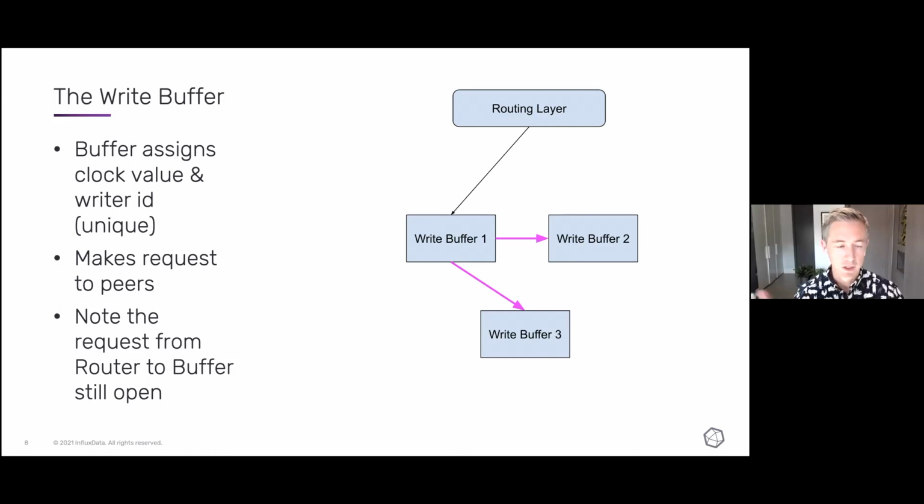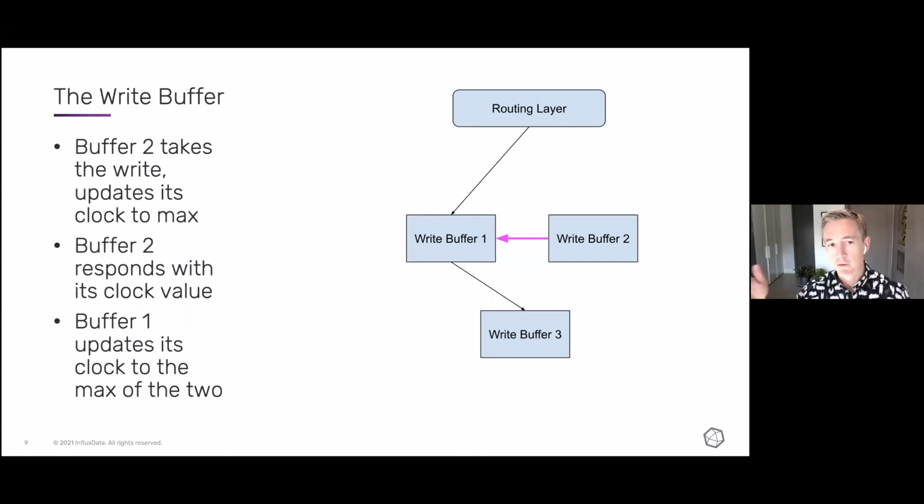So the clock value is basically going to be a Lamport clock, which we also pin to the actual system clock. We use the system clock to advance it. But basically what this means is it's a U64 that's guaranteed never to go backwards, right? So the combination of the clock value and the writer ID uniquely identifies that entry within a database. So once it's done that, it makes a request to its peers to send that entry to them. And note here in this diagram that the request from the routing layer to WriteBuffer 1 is actually still open while WriteBuffer 1 is trying to replicate this entry to its peers.